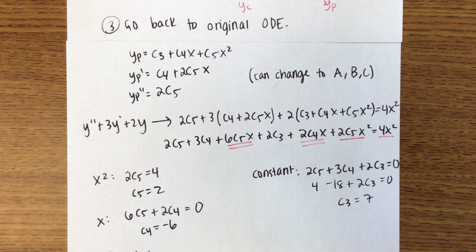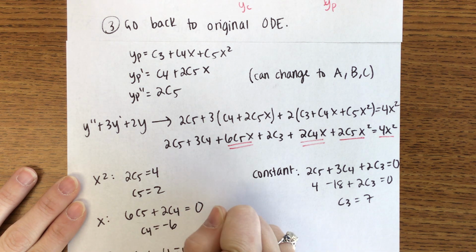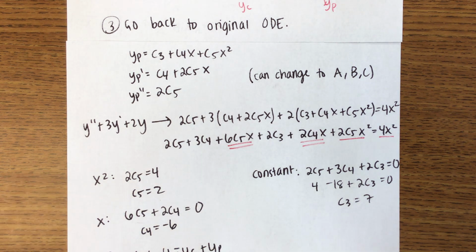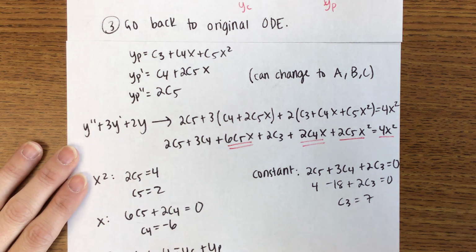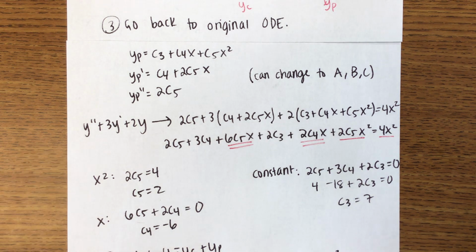And now finally we go to our solution. Our solution, again, is the complementary solution. Add the particular solution. Our complementary solution was c1 e to the negative 2x plus c2 e to the negative x plus c3 plus c4x plus c5x squared.